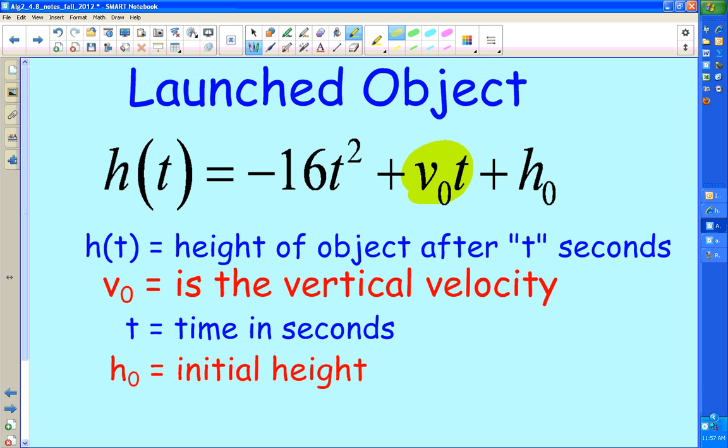Tomorrow, you can ask whoever your teacher is to explain this upward direction, what that means, if you're not understanding what that is. h of t is still your height, t is still your time, and h sub 0 is still the initial height from which you throw it. v sub 0 is the vertical velocity. The vertical velocity is almost always going to be given to you, as is the initial height, unless those are the things you're looking for.